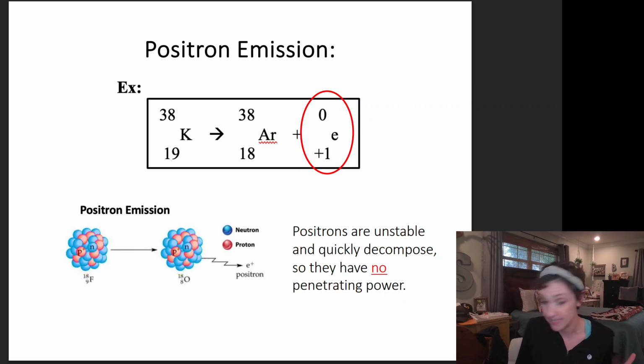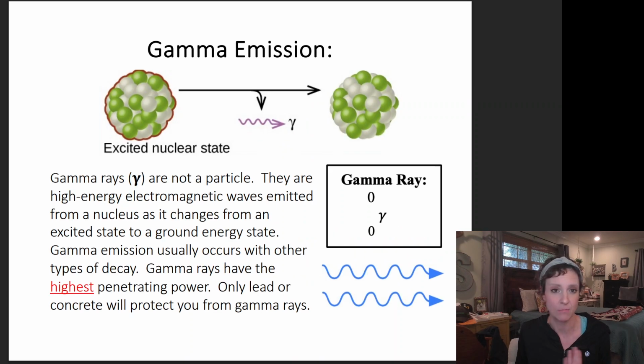Positrons, what are they? They seem scary, yes. Well, actually, they're unstable once they shoot off, so they'll quickly decompose. So they have almost no penetrating power. There is no reason to be afraid of that, which is a good thing.